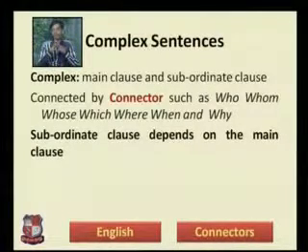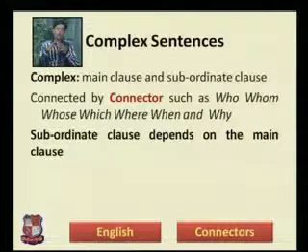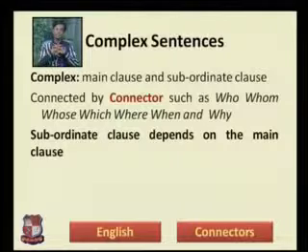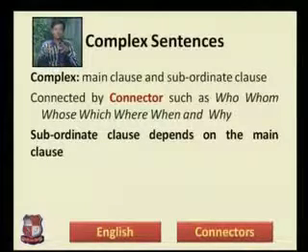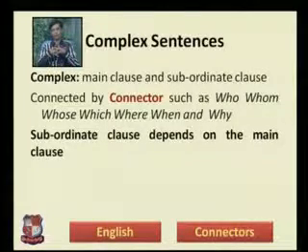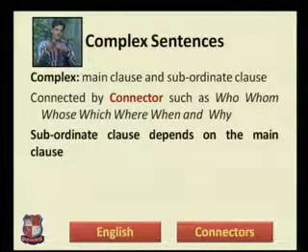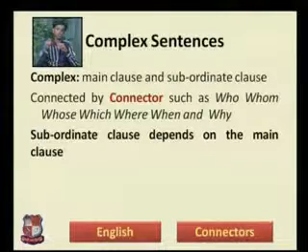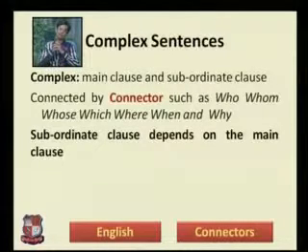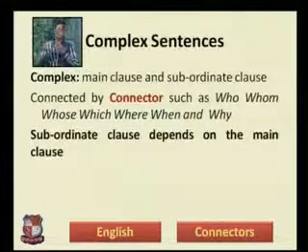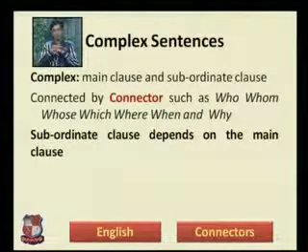But here we are going to see all these words as connectors. Connectors because these words basically connect two clauses. Out of the two, one is main clause and the other is subordinate clause. The characteristic of this type of sentence is that subordinate clause depends on the main clause, as you can read on your screen.